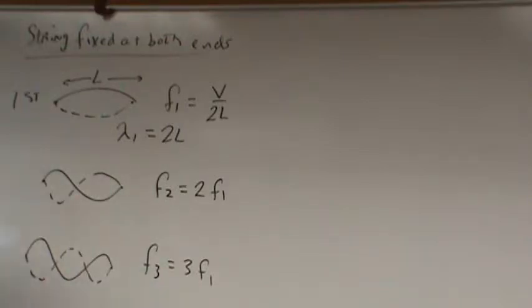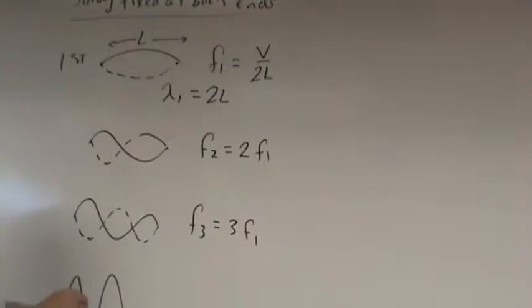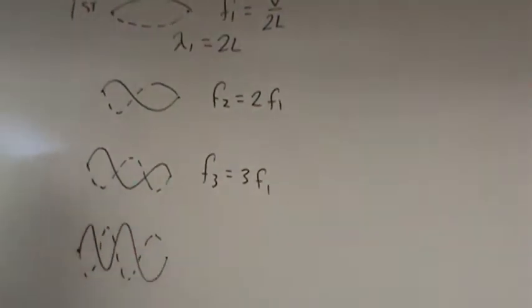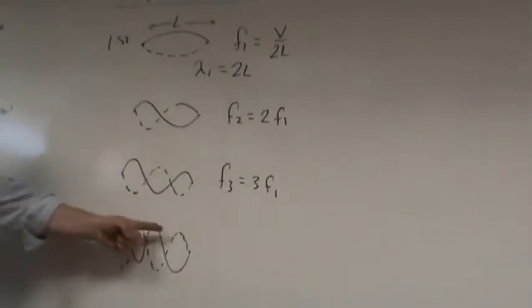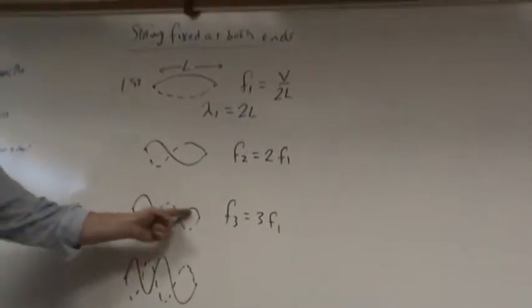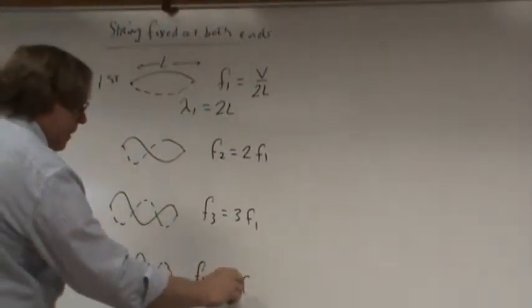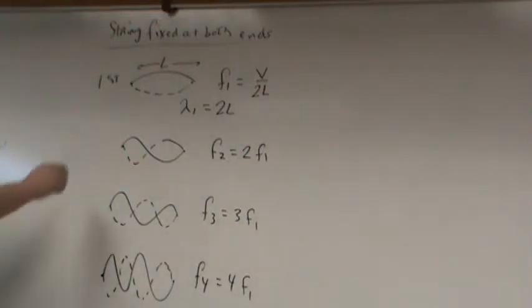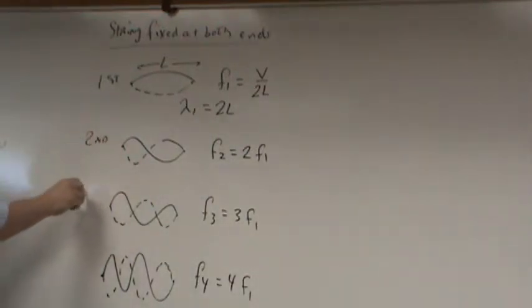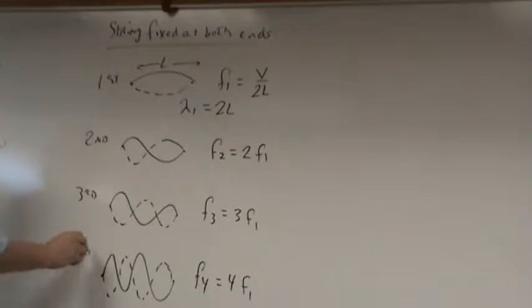And we even have a fourth harmonic. You'll notice the fourth harmonic has 4 antinodes. The third harmonic has 3 antinodes. And we end up with the fourth harmonic being 4 times the fundamental frequency. This is the second harmonic, third harmonic, fourth harmonic.